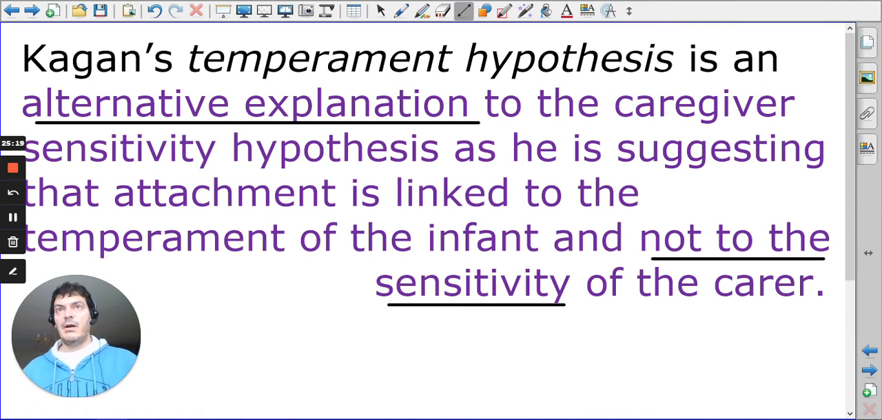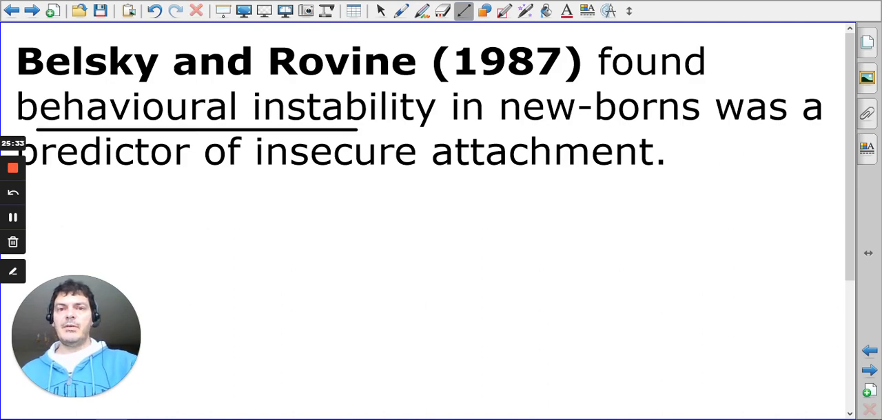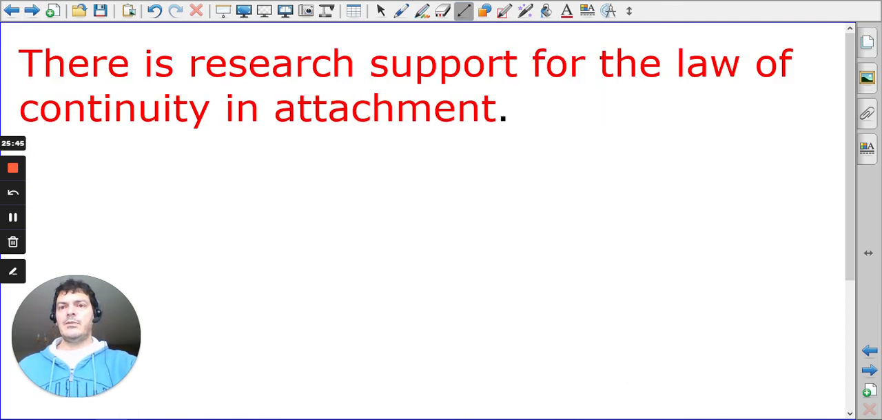It's a criticism of Bowlby's work to say that other people have thought about attachment, and this is what they've said. Belsky and Rovine would support Kagan in some ways and say that if a child has behavioural instability as a newborn, then that can predict insecure attachment. So in other words, when we look at how children are as babies, that could predict their attachments later on as well.